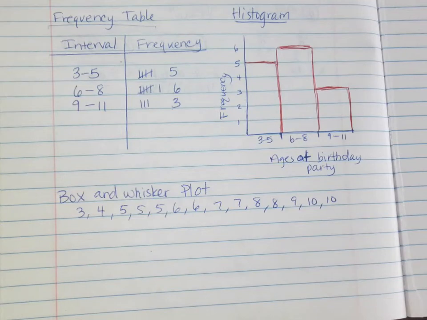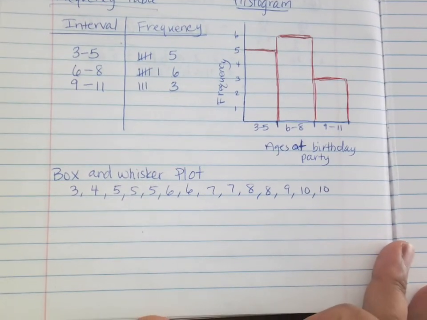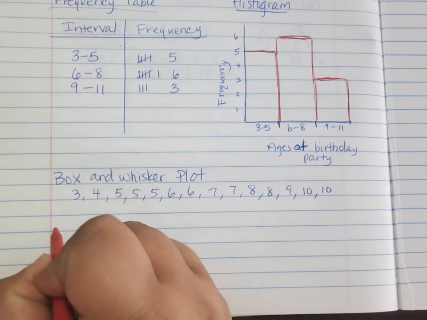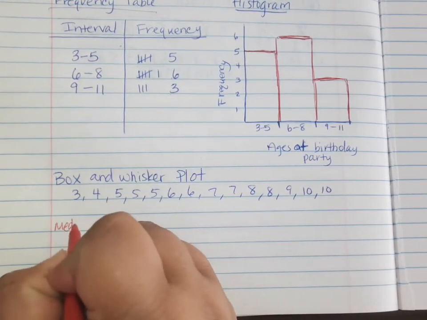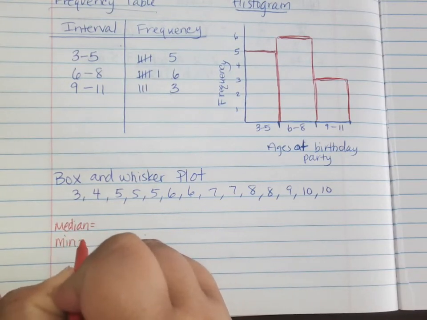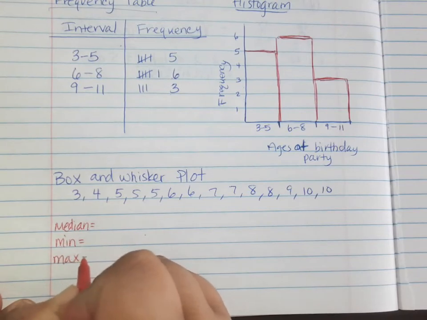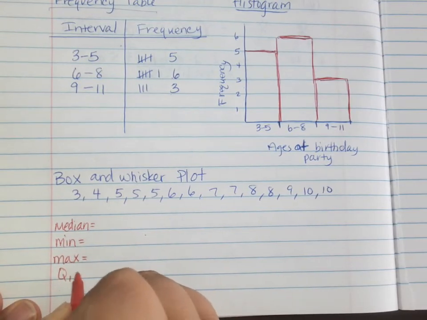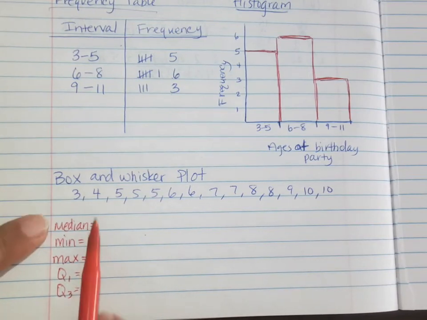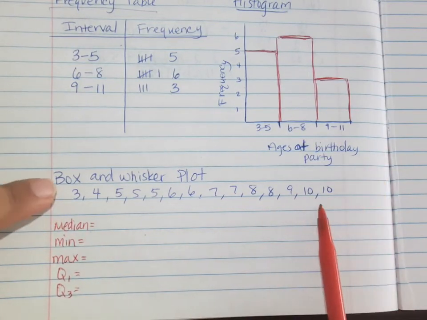And the first thing you need to do is find your median. If you remember, median means middle. So that's why it helps to put them in order. Actually, there's a few things we're looking for. We're looking for a median, minimum, maximum, and then there's something called Q1 and Q3, and I'll talk about what that is right now. But median is the middle, so let's see where the middle is.